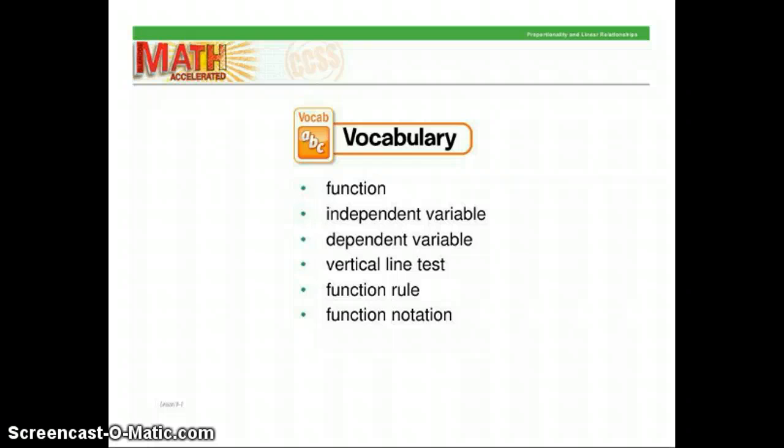Okay? An independent variable, we've already talked about. It is the variable in our situation that acts independent of anything else that's going on. For example, time, we often use as an independent variable because it's going to keep going no matter what happens with our dependent variable. It is the variable that acts on its own. And the dependent variable acts in reaction to what the independent variable is doing.